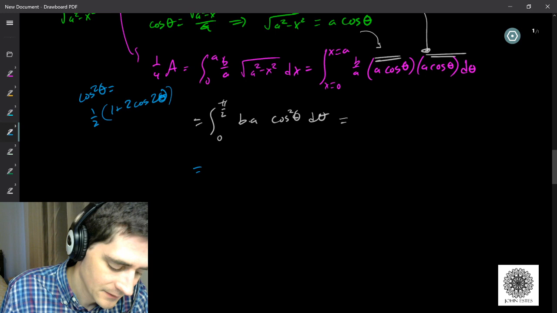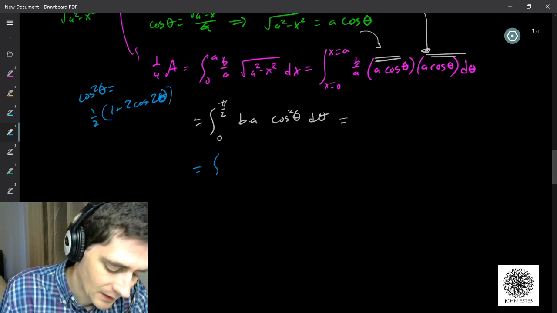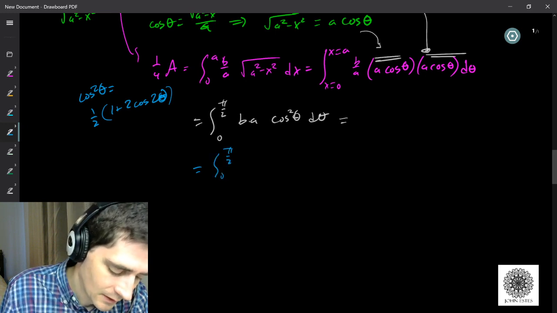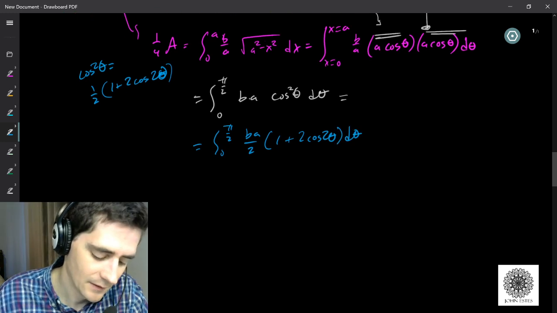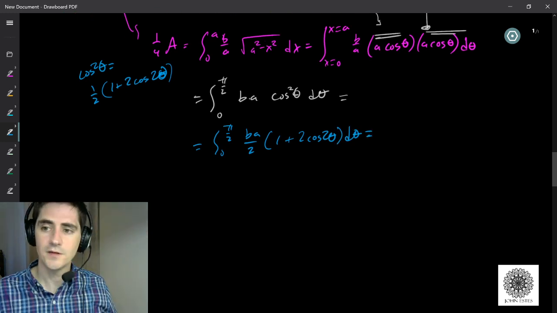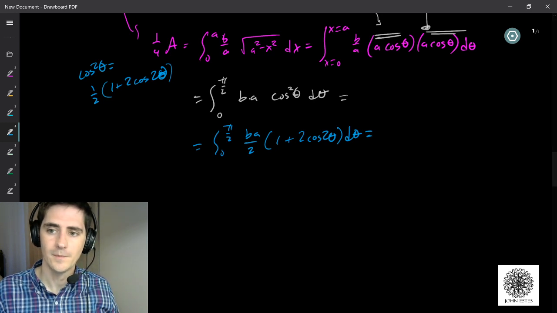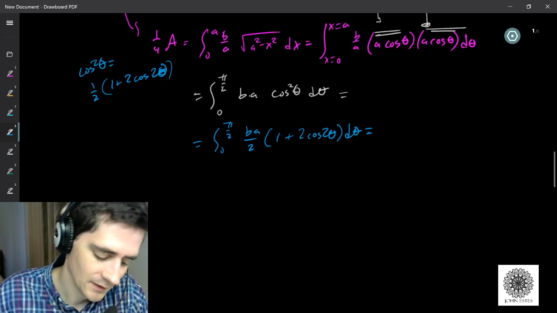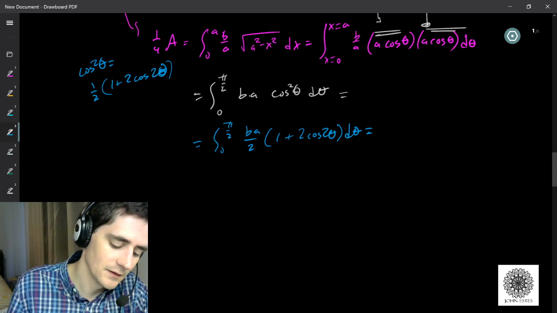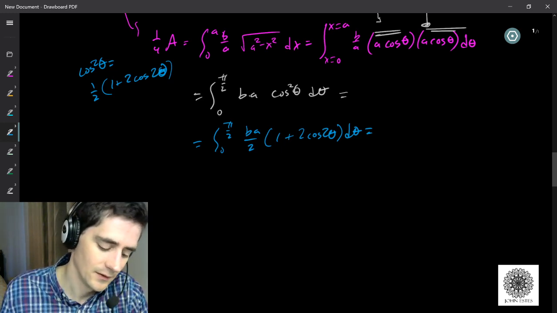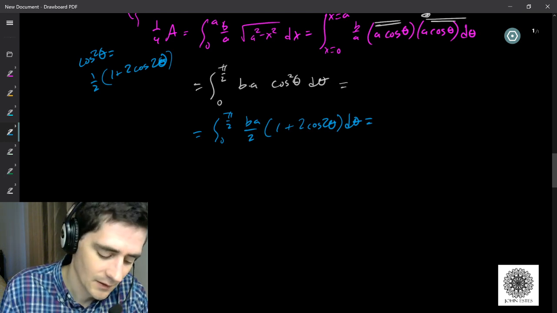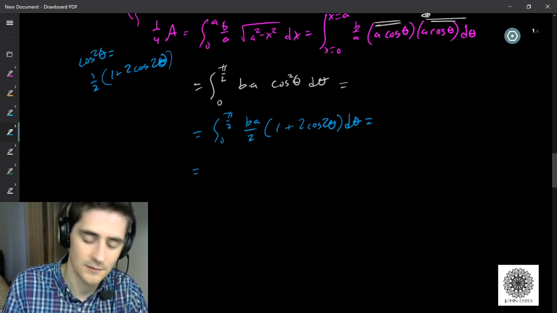So I have the integral from 0 to pi over 2 of ba over 2 times 1 plus cosine 2 theta d theta. From there we can do a U-substitution. We've done integrals like this before. You can let u be 2 theta, and you have a 1/2. So you end up with this after you do your integration.